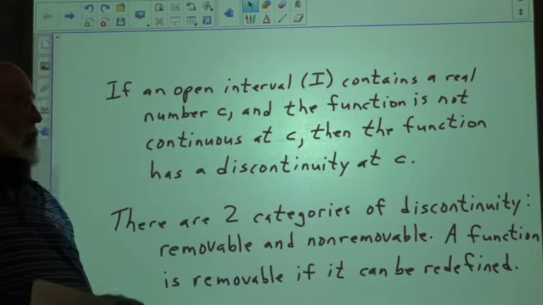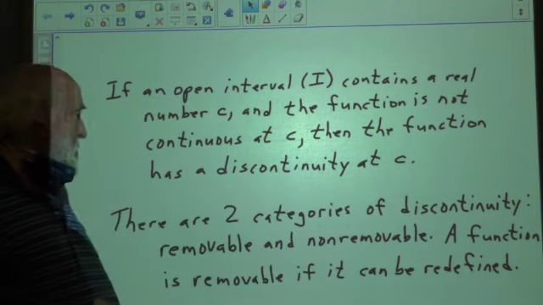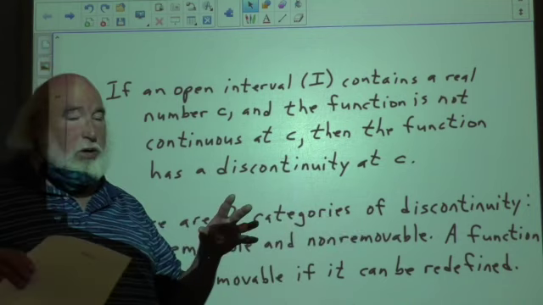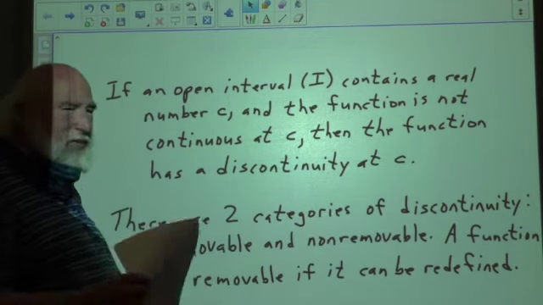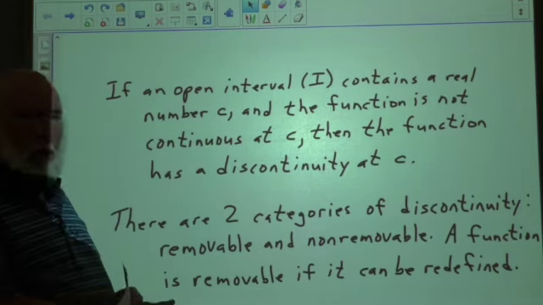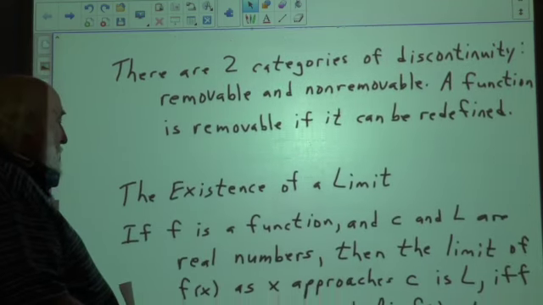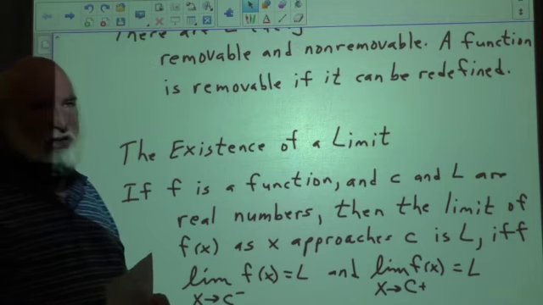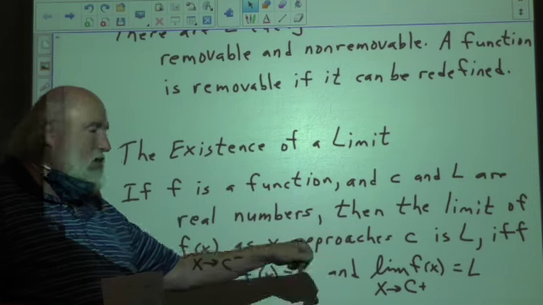There are two categories of discontinuity, removable and not removable. A function is removable if it can be redefined, and we're going to take a look at some examples of how we can redefine a function, and we've kind of done it already, so this is nothing really new, it's just now we're putting words to this. A couple other things too that we need to identify as it gets thrown at us is this concept of C negative and C positive.